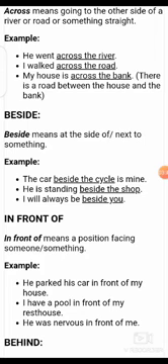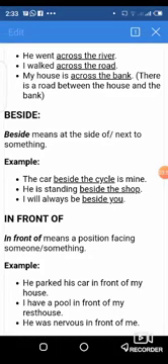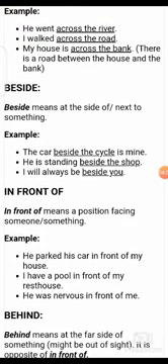He went across the river means you were on one side of the river and now you are going to the other side of the river. Then you can use that. He walked across the road means he went to the other side of the road. My house is across the bank means it is on the other side of the bank. There is a road between the house and the bank.